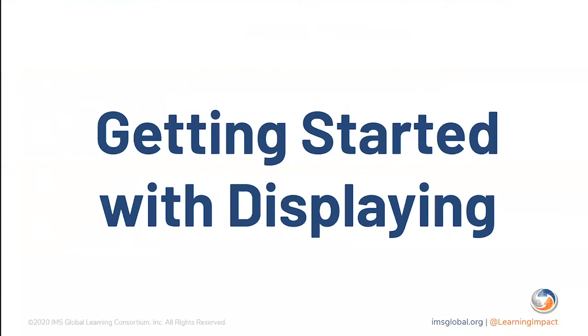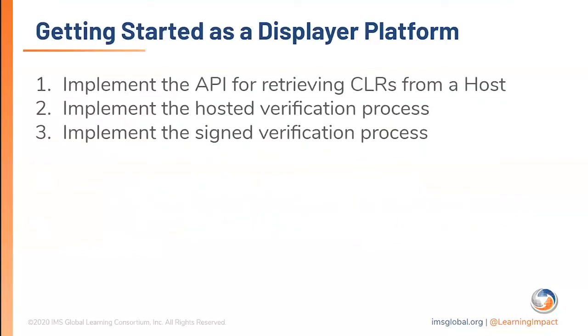And finally, let's talk a little bit about getting started with displaying. Displaying is really displaying and verifying. So to do this, you'll need to implement a displayer platform. You'll need to implement the API for retrieving CLRs from another platform. And then you'll need to implement the consumer code, that is the code to request the verification steps.